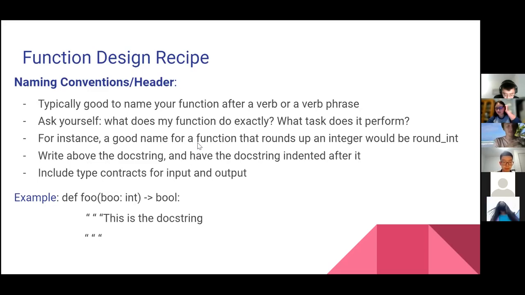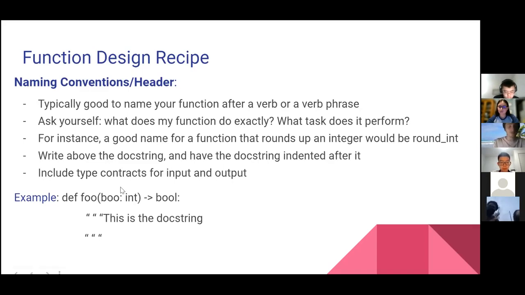What task does it perform, right? So for example, a good name for a function that rounds up an integer would be round underscore int. Typically in Python, you're using lowercase for your function names, so they should be given in lowercase. There should absolutely be no spaces. When you're naming your function, use underscores if you want to separate words.